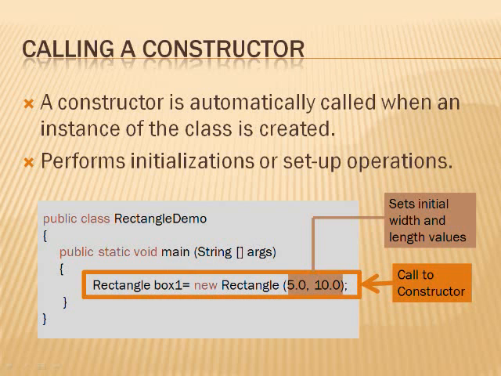Calling a constructor. A constructor is automatically called when an instance of the class is created. It performs initializations or setup operations. Below is an example of the class RectangleDemo. In this case, we call the constructor from the class Rectangle within the main method. We create a Rectangle object, box1, and pass to it initial width and length values.